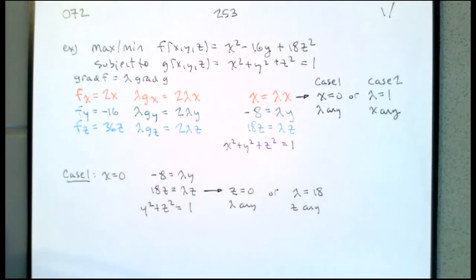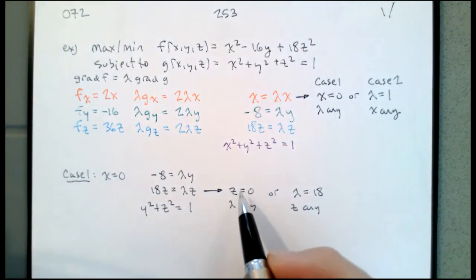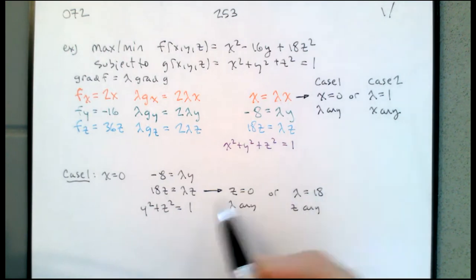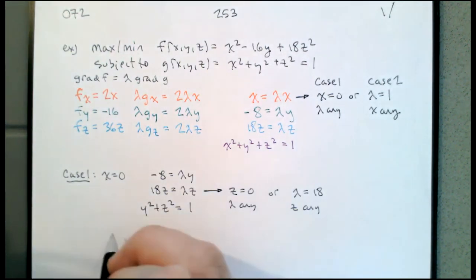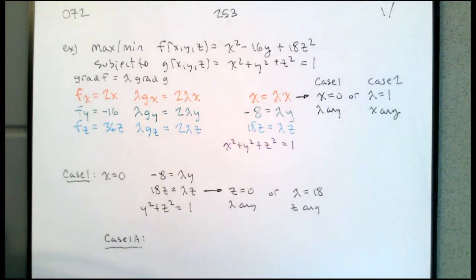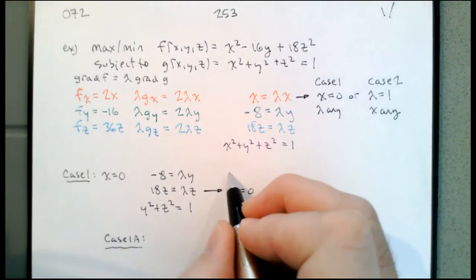So inside case 1, I've got 2 more cases. Z is 0, or lambda is equal to 18. I don't like labeling things too much, but this would be like case 1a, and this would be case 1b, because these are both results of x being 0. I'm hesitant to label things because people start thinking that they have to label things, and you don't.